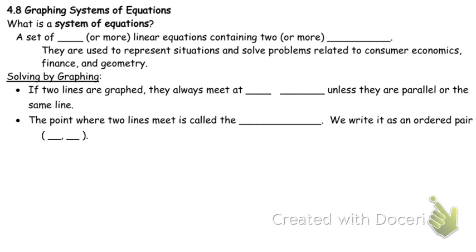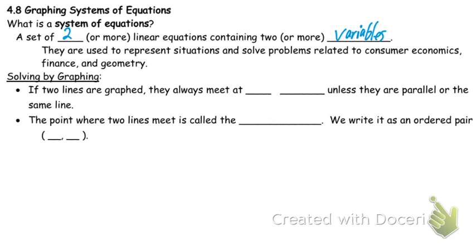We've been graphing a lot of equations, haven't we? We've basically been doing that the majority of the chapter, right? We've been graphing tons of stuff. So a system of equations is a set of two or more linear equations containing two or more variables. For our purposes, we will use two equations with two variables each.